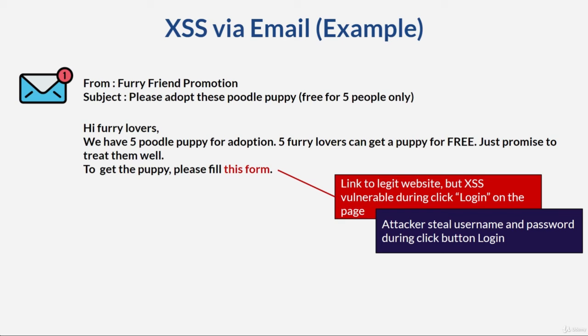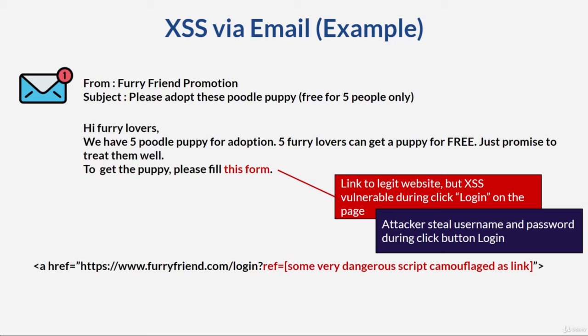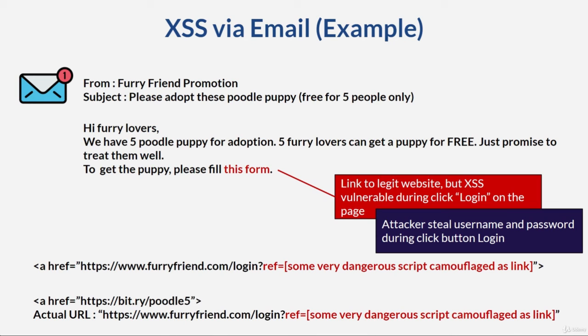When the attacker puts the dangerous script in the link, it can be a long string like this, or even a short string like this, with the help of some URL shortener, which makes it less obvious to the victim. This is an example of reflective cross-site scripting.